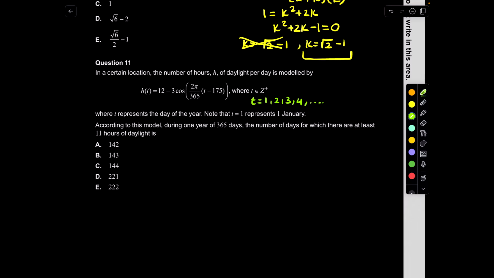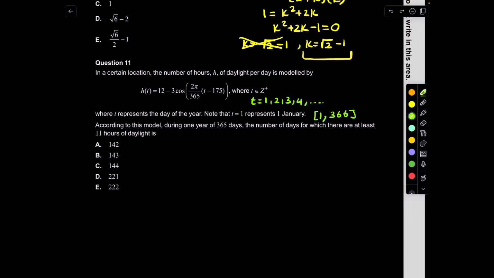Normally in your questions you start with t equals 0, which is the initial, and then you go to 365 days. But here, we're going from t equals 1. So according to this model, during one year of 365 days, we're going from t equals 1, the domain, to 365, but it's 366 because this one is already included.